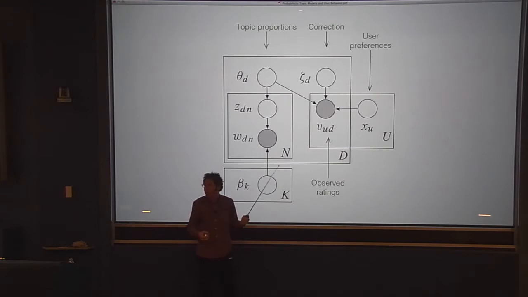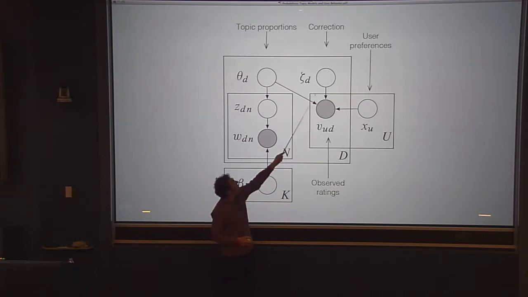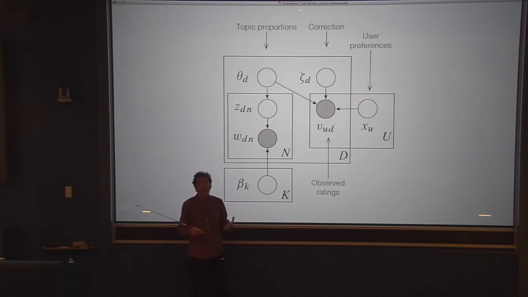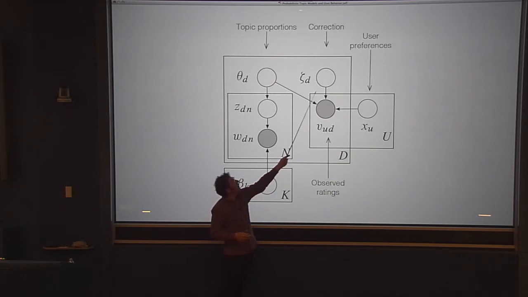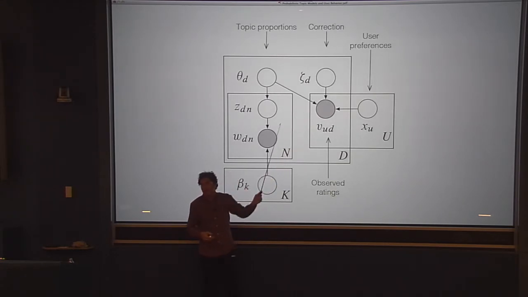Theta are the topic proportions for that article, and that is part of whether or not we recommend this article to Asaf. And the other one is zeta, which we call the correction. Zeta is a free variable a priori, but given user data, zeta adjusts itself, adapts itself to correct for who is actually reading the article.